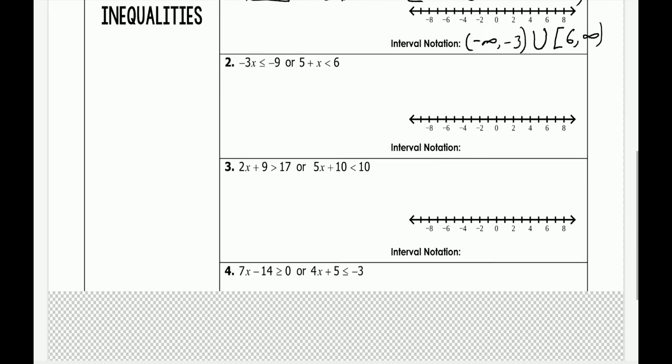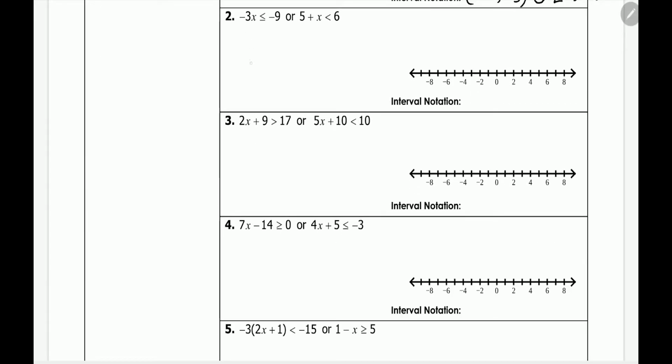All right, number 2. We have negative 3x is less than or equal to negative 9, or 5 plus x is less than 6. So let's go ahead and start solving this. For the first one, we have to divide by negative 3 on both sides. That leaves us with x, and since we divide by a negative, we have to flip the sign. Negative 9 divided by negative 3 is positive 3. For this one, we have to subtract 5 on both sides. That leaves us with x is less than 6 minus 5, which is 1. So these are the two that we have to graph now.